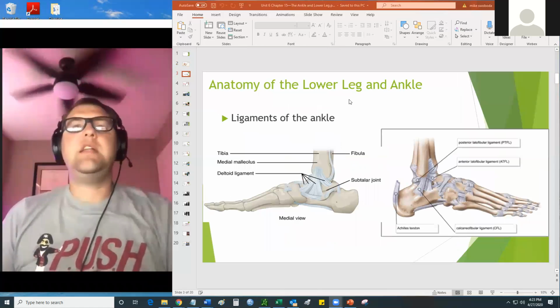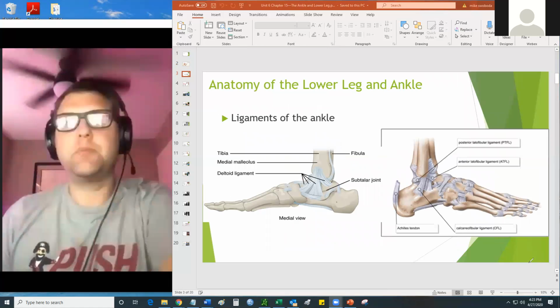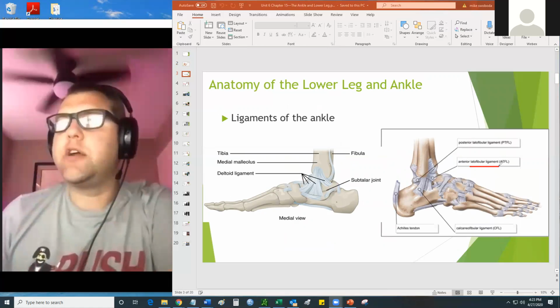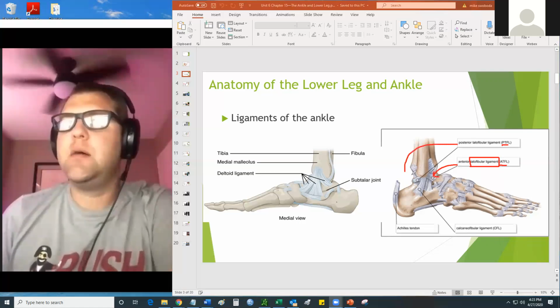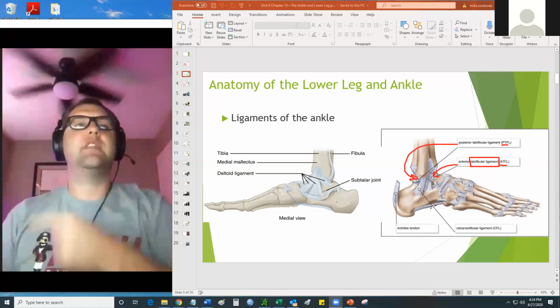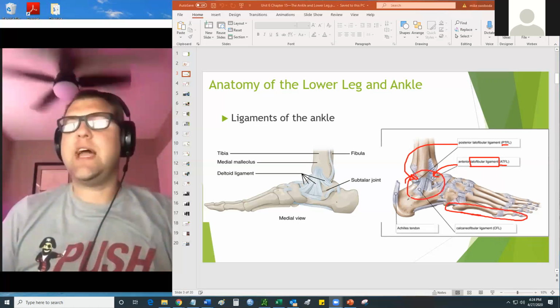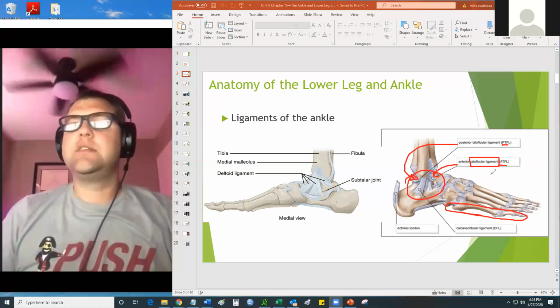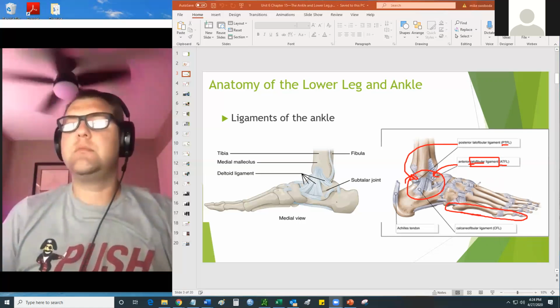And then there are two sets of ligaments you should know for the ankle. The first one is your talofibular ligaments. You have an anterior and posterior one. Anterior means front, posterior means back. These are located on the outside or lateral side of your foot. So if you notice here, that's your pinky toe, and that's the side that these are located on. Talofibular means they connect your talus to the fibula. Pretty simple.